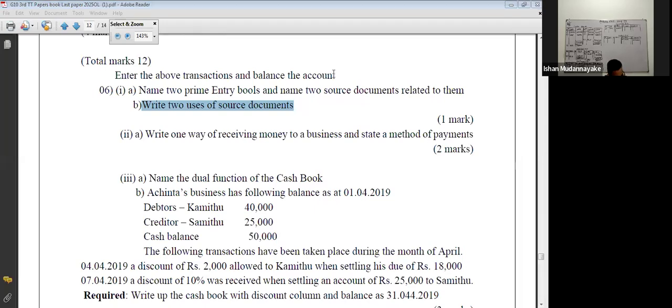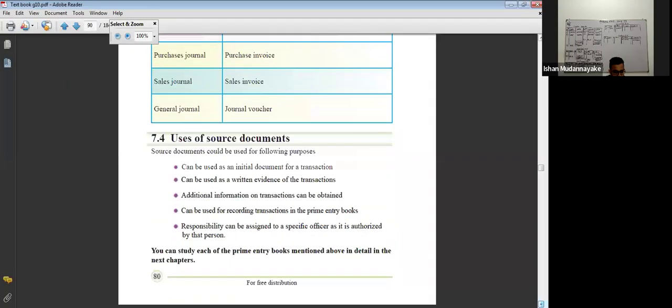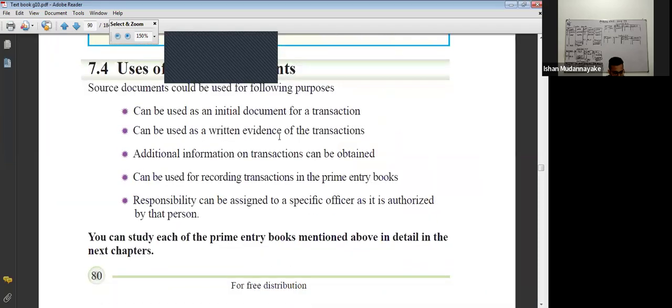Here, Amar, to prepare financial statements, there's no direct impact of the source document. Source documents are used at the initial stage of the financial statements. Then students, what are the uses of source documents? Same page, grade 10 textbook, page number 80.